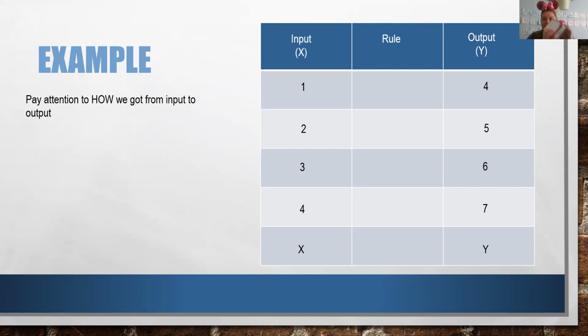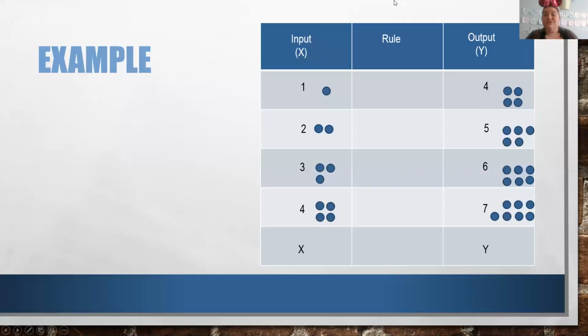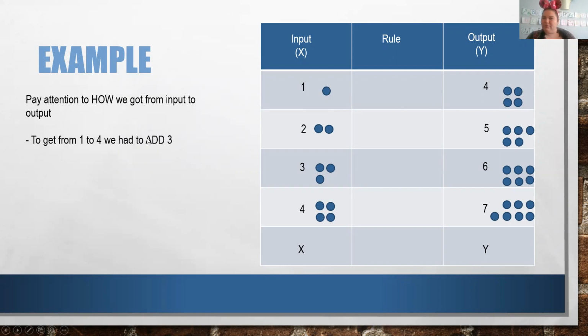Now, our job, we have to find the rule as to what happened. So now, we're going to pay attention to how we got from input to output. Well, I have 1 and I got to 4. How many more do I have? Let's see, there's 1, 2, 3 more. We had to add 3.